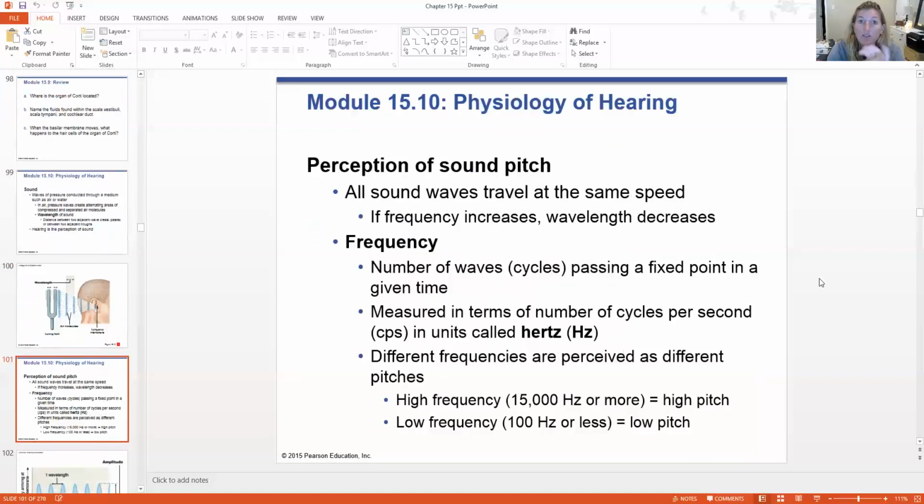So, sound pitch is one thing that has to be perceived. All sound waves travel at the same speed within a given medium. In water, they travel at one speed. In air, they travel at another speed. But as the frequency increases, the wavelength is going to decrease. So the frequency is the number of wavelengths passing through a fixed point in a given time, or the number of cycles in a given time. It's measured in a unit called a hertz. Different frequencies are perceived as different pitches. So a high frequency, which is 15,000 or more hertz, is a high pitch, or a low frequency, 100 hertz or less, is a low pitch, right?